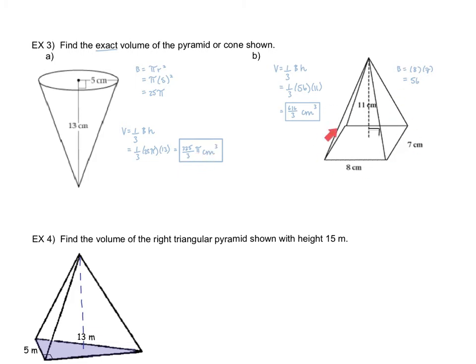Now part B, I honestly think is a little bit easier because we just have to find the area of our base, which is our rectangle. That's one side times the other. So that area is 56. Plugging that back into the formula, we multiply it times height times 1/3. And lo and behold, we will end up getting, again, it's going to be a fraction, but it'll be 616/3. And that's centimeters cubed.